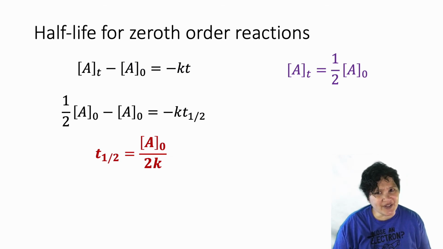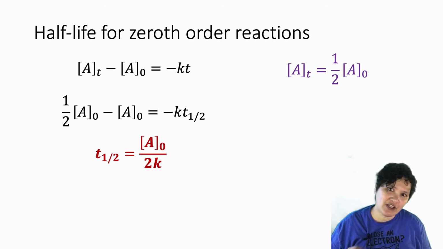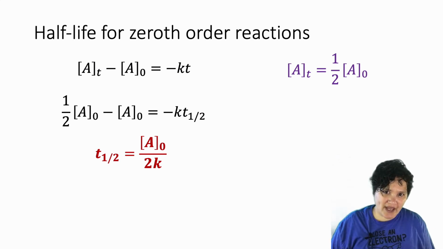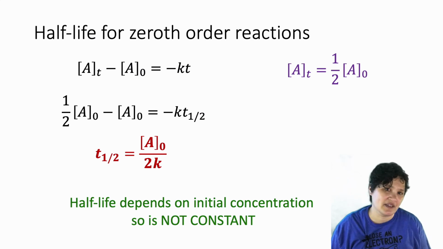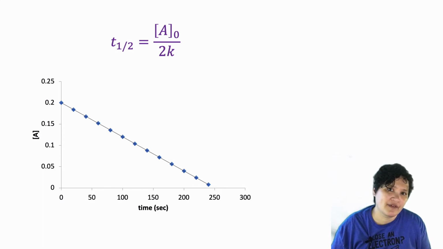If you think about that, that means that a solution that's more concentrated at the beginning will have a longer half-life than a solution that's less concentrated at the beginning. Your half-life is dependent on the initial concentration, and so it is not constant. And you can definitely see that on this graph.